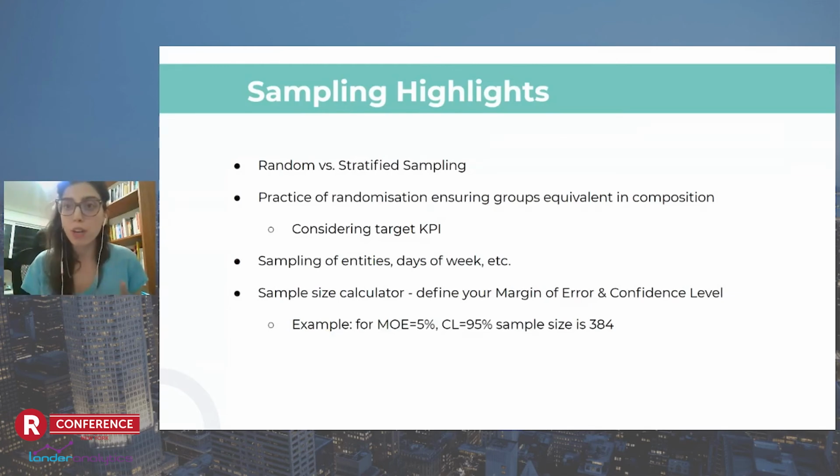So what I would want to do there is kind of a stratified sampling, right? Take each catalog and sample, let's say, 100 items or 1,000 items from each catalog, and that will create a stratified sample. And then here I want to talk about the practice of randomization, ensuring groups are equivalent in composition. So how do we do that?